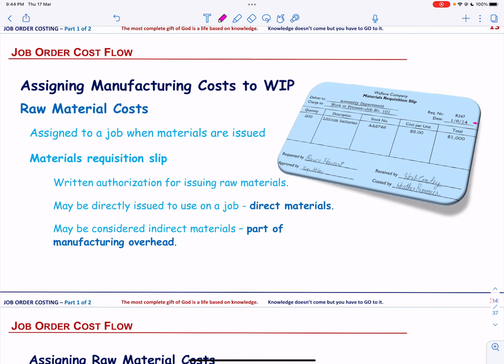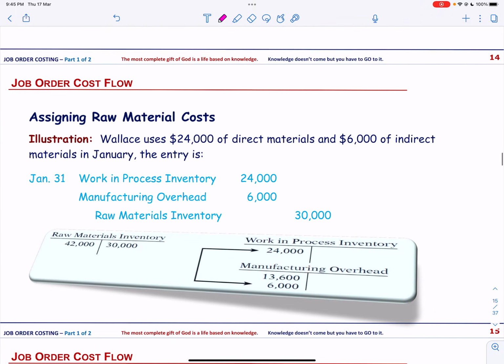Material is issued for a job to be done through pre-numbered material requisition slips. The material requested may be direct or indirect for the job to be done. The direct material is charged to work in process inventory and indirect material to manufacturing overhead. Let me illustrate it on the next slide.